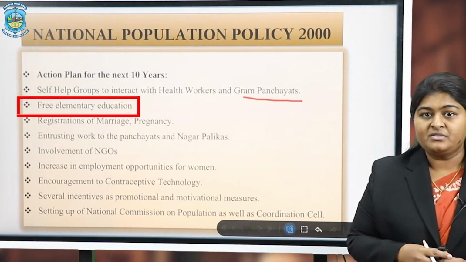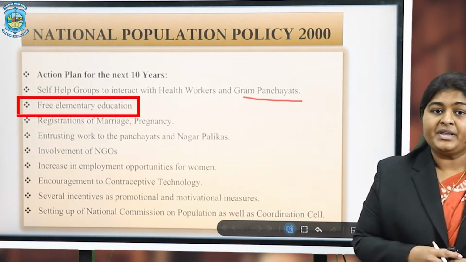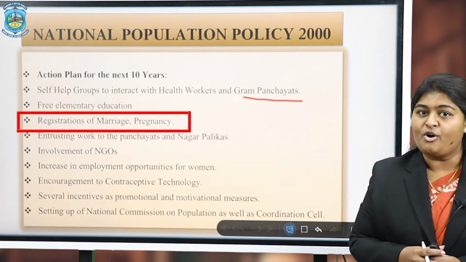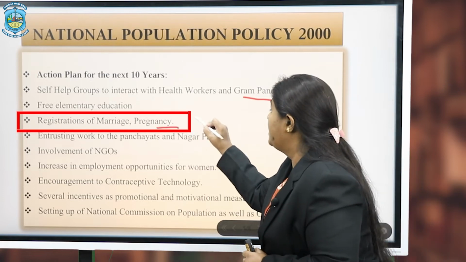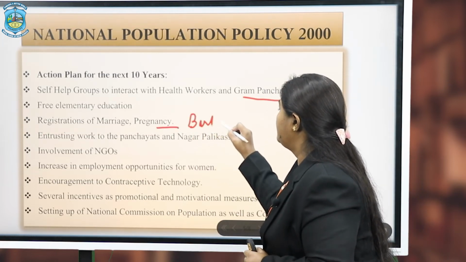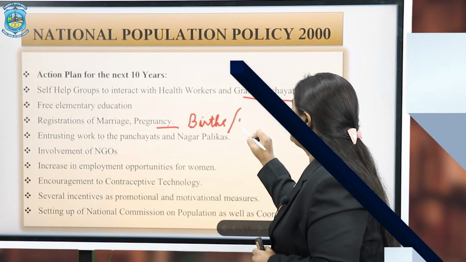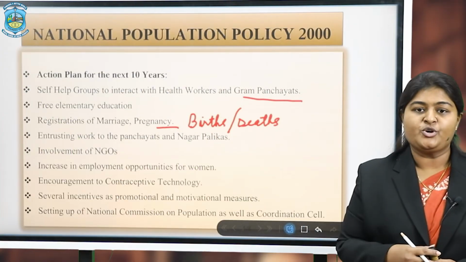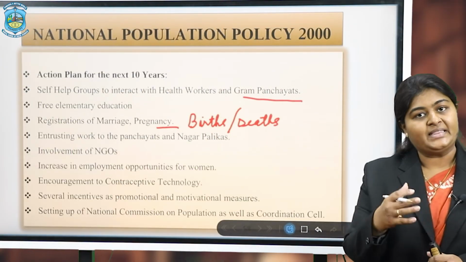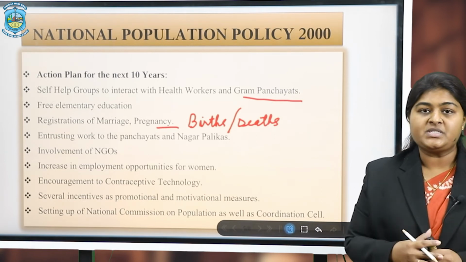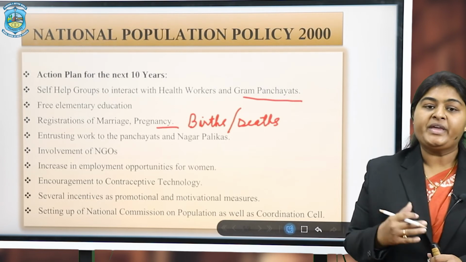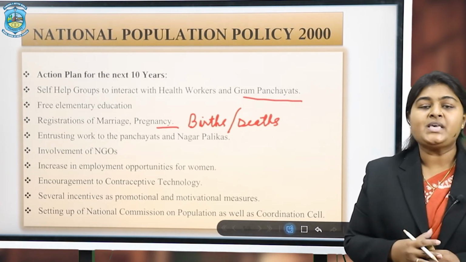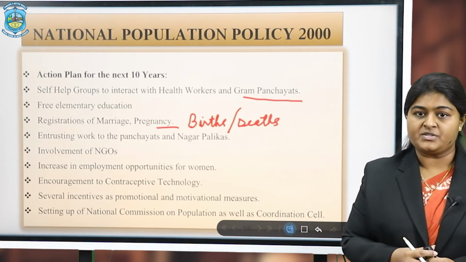Elementary education to be made free and compulsory. Registration of marriages and pregnancies to be made compulsory along with births and deaths. To ensure coordination of work between the panchayats and the nagar palikas with different state governments and the centre, and also between various departments, the policy has provided for new structures.